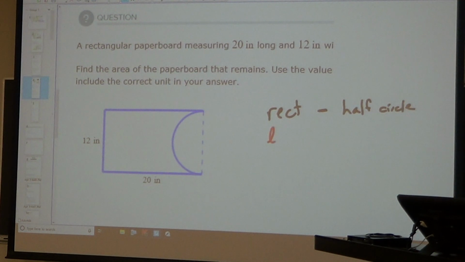So rectangle is length times width. A circle is pi r squared, but we only need half a circle. So we're gonna take that pi r squared, which is a full circle, and we're gonna cut it in half. Because we're only taking away half of a circle. So, what is the length and width of my rectangle? 12 by 20, which is 240. So that's the whole court.